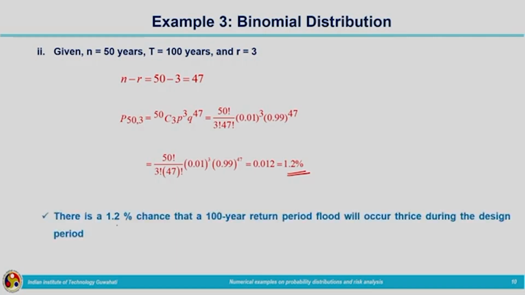There is a 1.2% chance that a 100-year return period flood will occur thrice during the design period of the dam. If it is once, the chance of occurrence is more, and in the case of thrice occurring, it is 1.2%. So, this is related to binomial distribution. Similar to the binomial distribution, we can solve other distributions such as Poisson distribution, gamma distribution, etc.